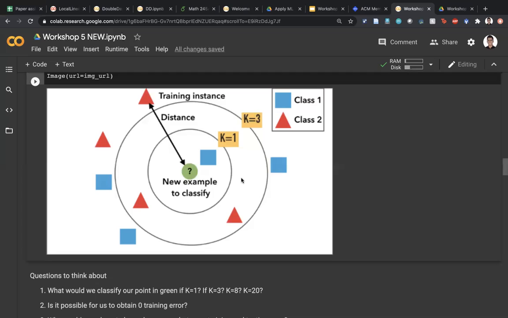And we have one last answer in the chat, that 1 is a bad choice for K. So 1 nearest neighbor is not the best idea. Does anyone want to guess why 1 is not a good choice?